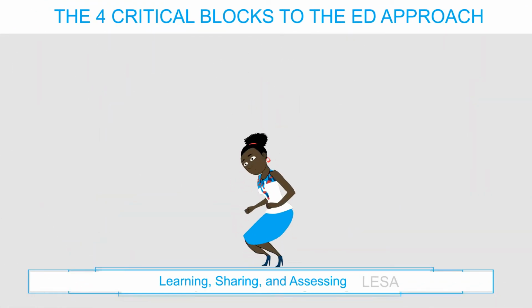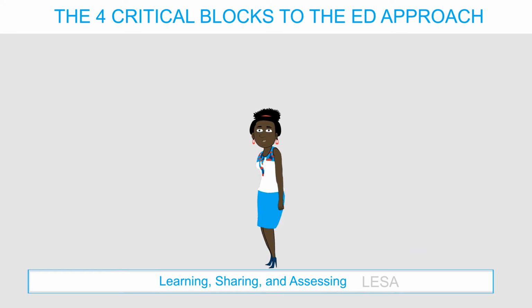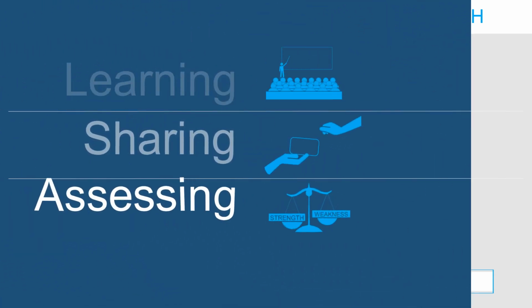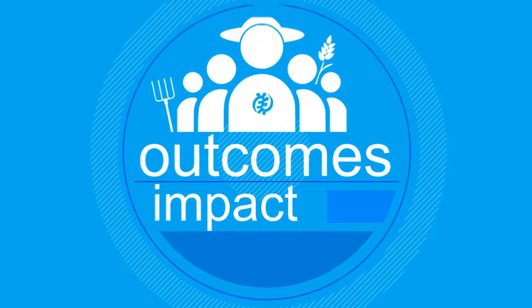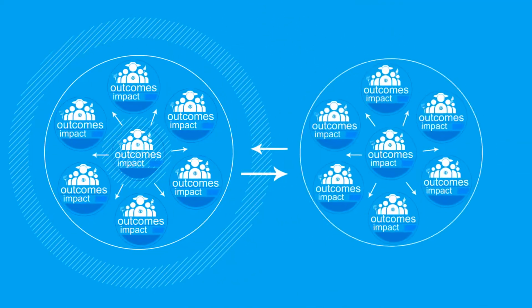5. Learning, sharing, and assessing, LESSA. Linking the other 4 building blocks is the LESSA. The learning, sharing, and assessing building block is a mechanism for deepening learning, sharing, and assessing of the outcomes and impact of community organizational strengthening within communities and between communities.